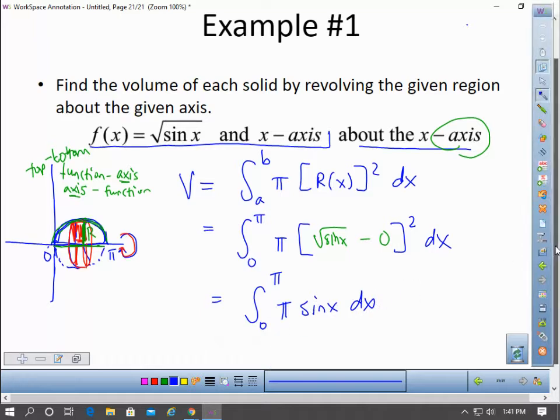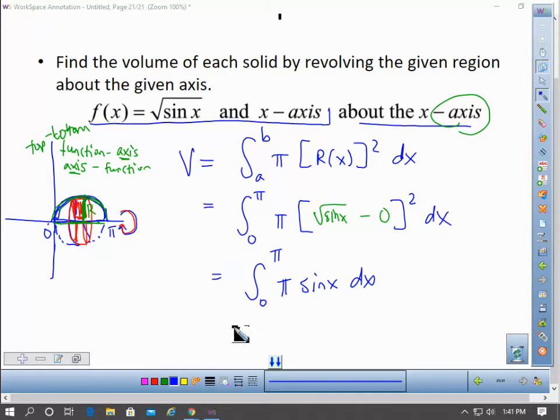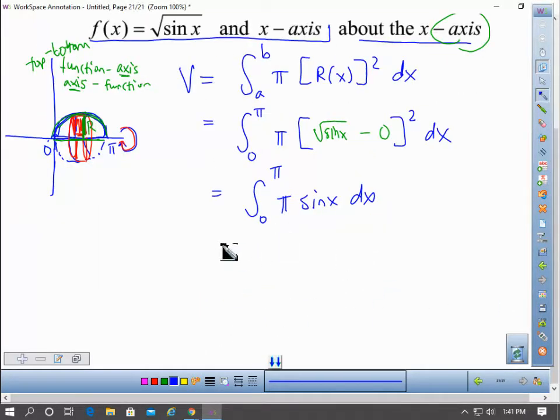All right, so now I'm going to do the antiderivative. So the antiderivative, I keep my coefficient pi. The antiderivative of sine is negative cosine. All right. And then I don't need the plus c because I'm evaluating from 0 to pi. So now we do the fundamental theorem of calculus.